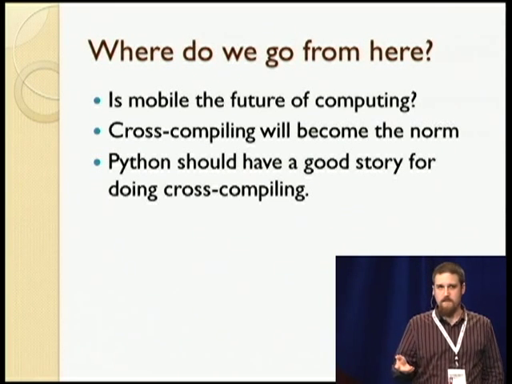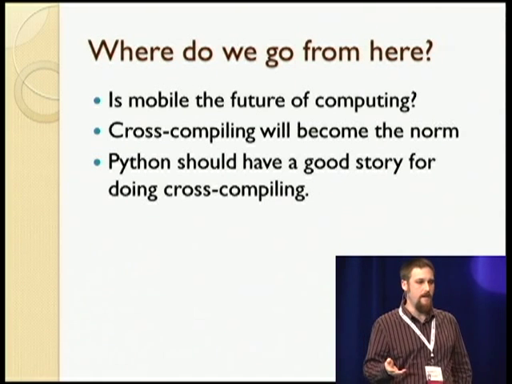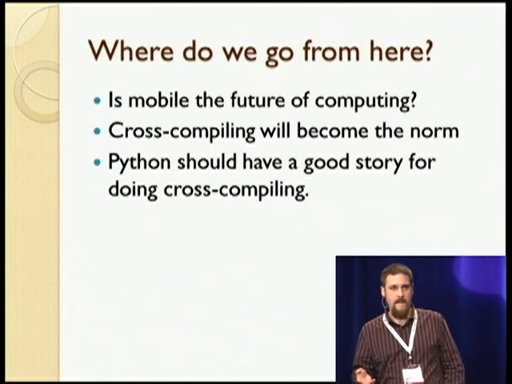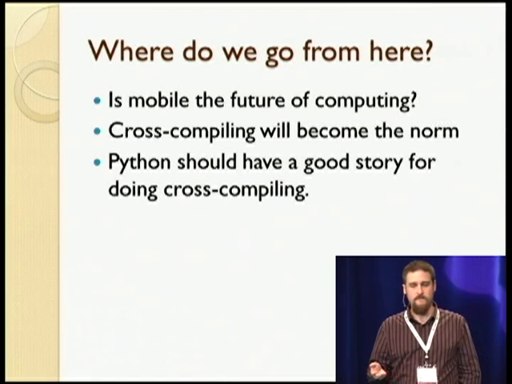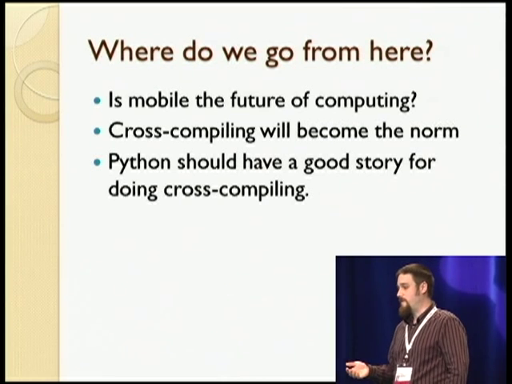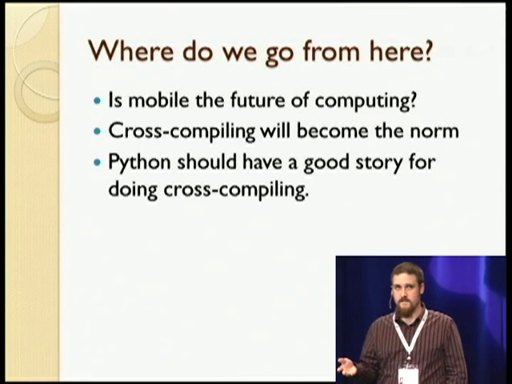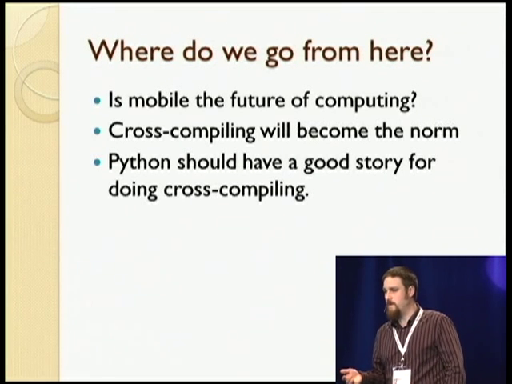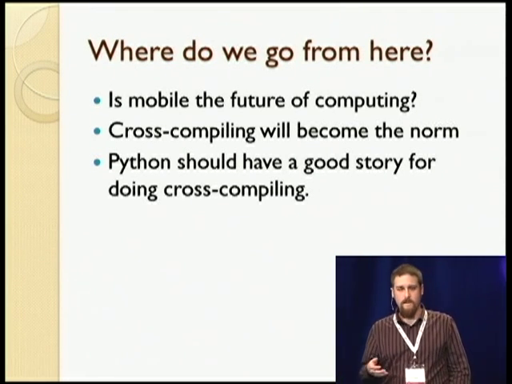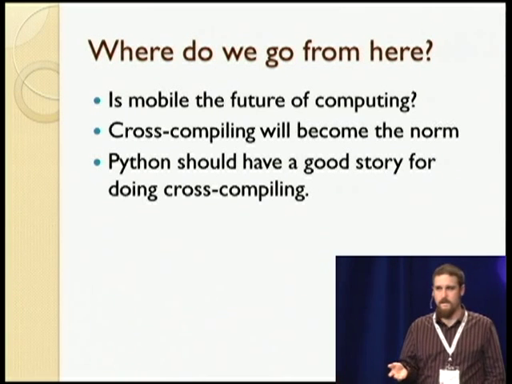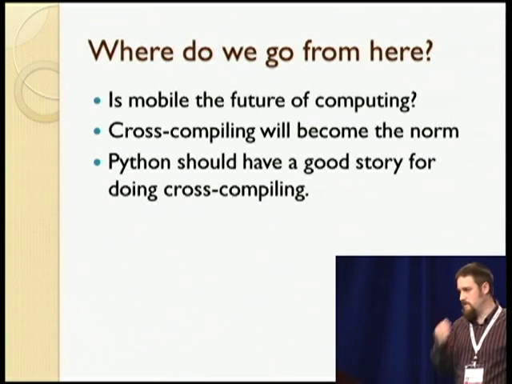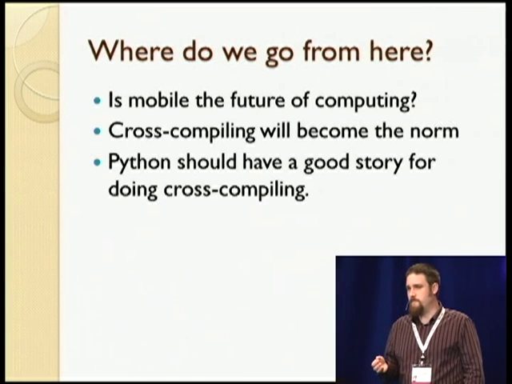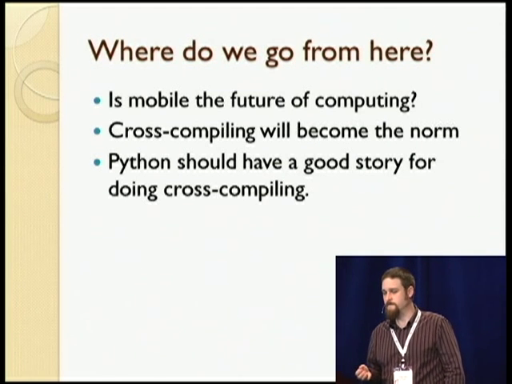A lot of people are saying that mobile is the future of computing, and I don't know if that's true or not. It sure looks like it is. It sure looks like Apple and Microsoft think that that's the way it's going to be. So if that's the case, then cross-compiling is going to become pretty normal. And if cross-compiling becomes normal, then I think Python should have a story for how we're going to support mobile.